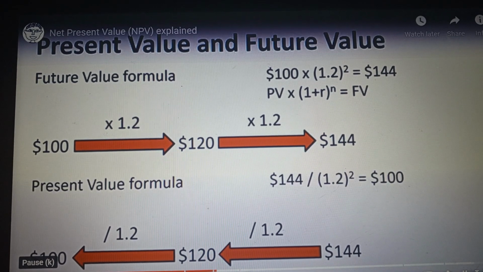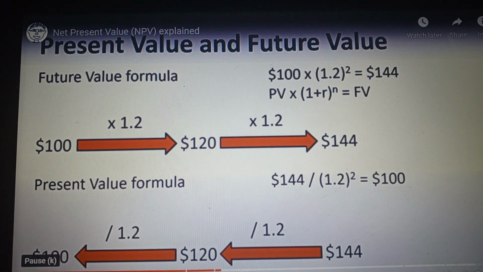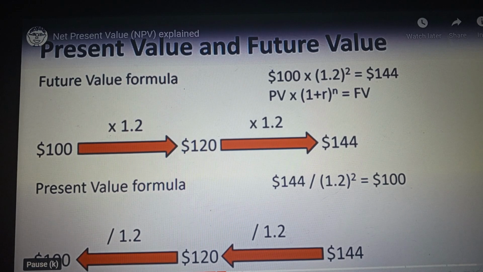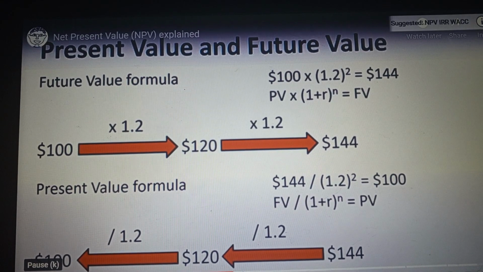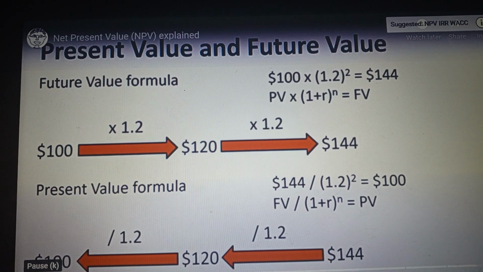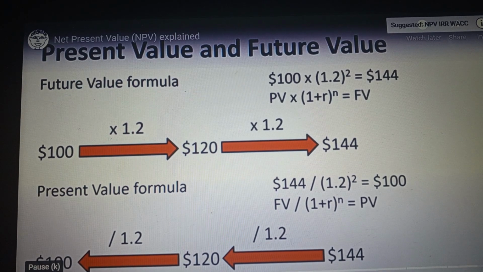The formula for present value is $144 divided by 1.2 to the power 2 equals $100. In other words, future value divided by 1 plus the rate of return to the power of the number of years equals present value.